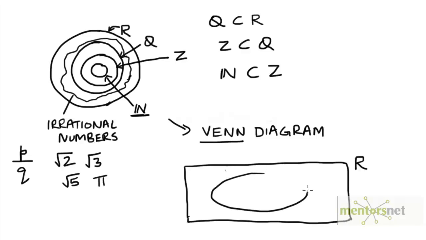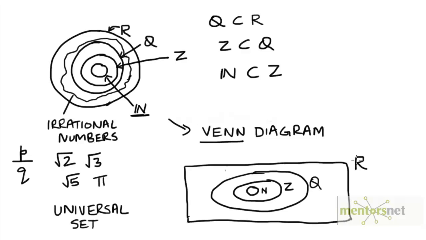So we could have a circle or an oval representing the set of rational numbers. Everything outside of this oval but within the rectangle would be the set of irrational numbers. Within the set of rational numbers we could have the set of integers, and within the set of integers we could have the set of natural numbers. In the context of any given problem, the largest set that we are dealing with is typically known as the universal set. So in this case, the set of real numbers R is the universal set.